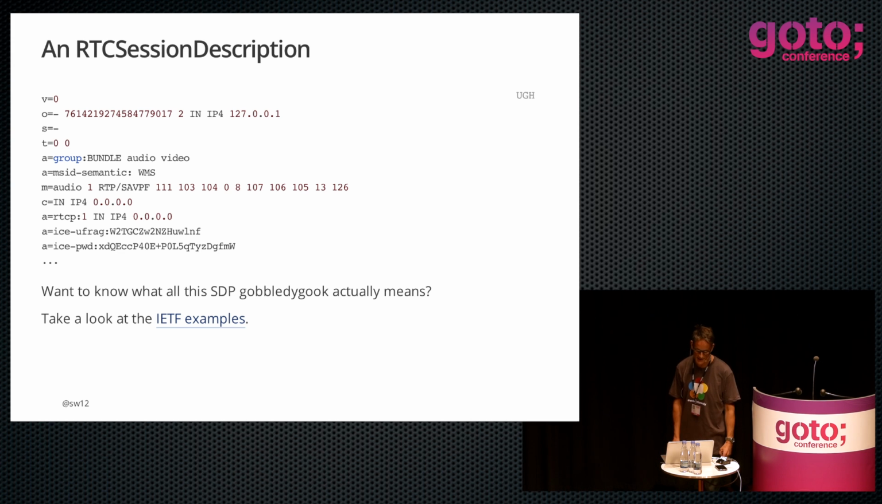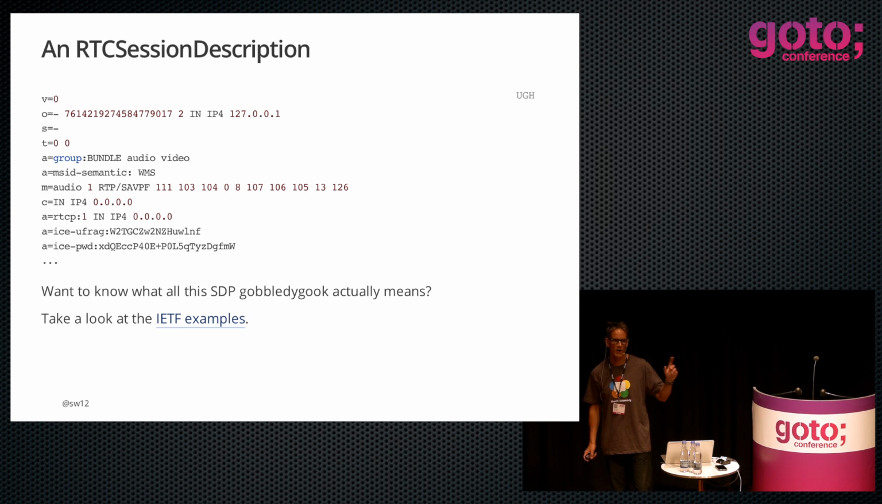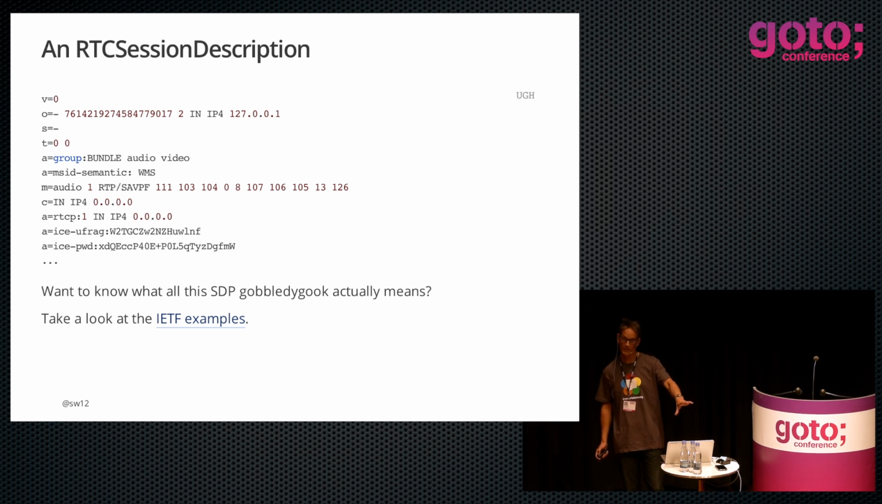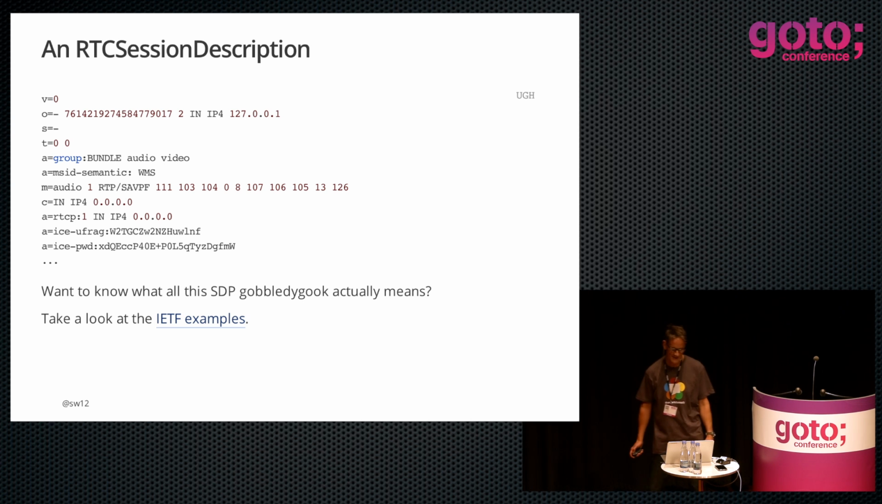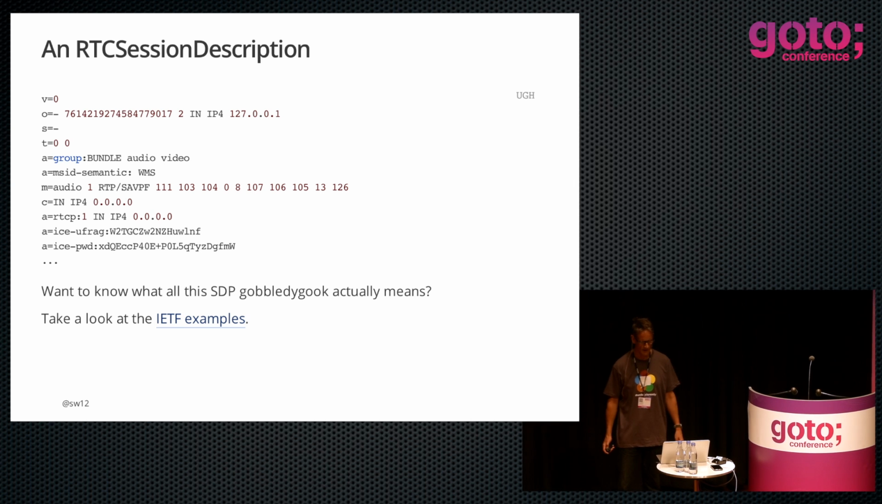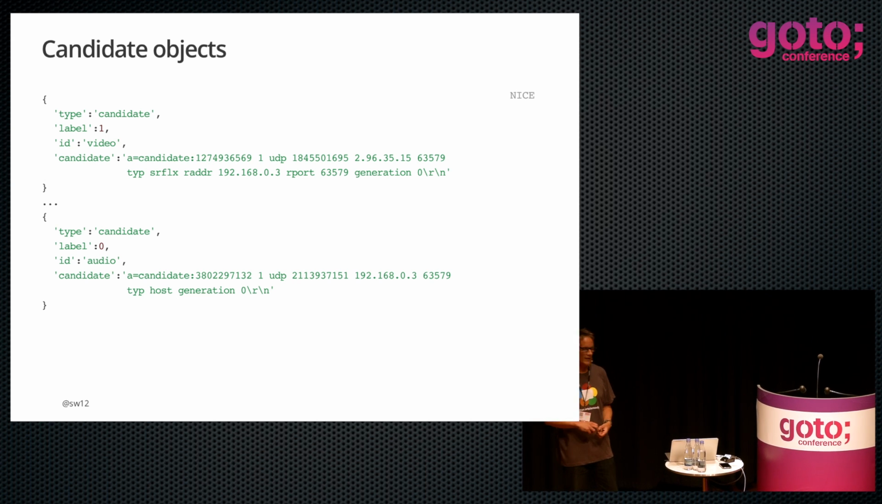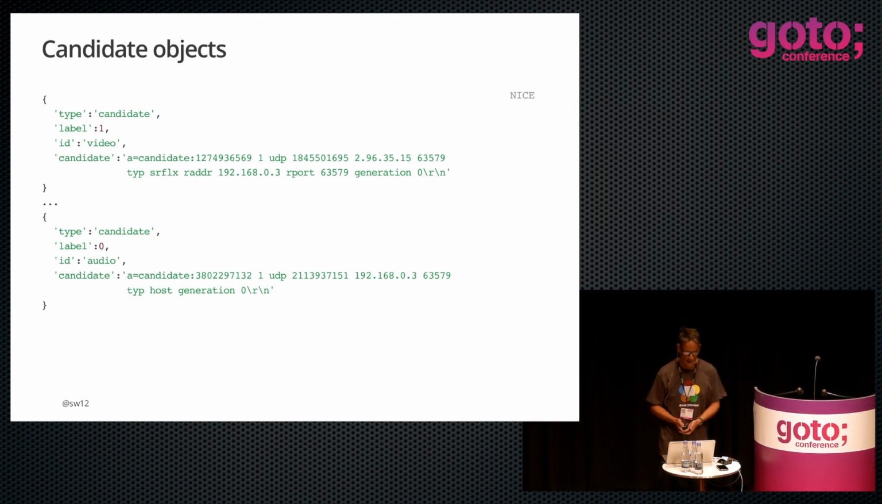This is what an RTC session description looks like. So this is media metadata. This is the offer-answer part of it. This is the kind of stuff that's being sent over. If you want to know what all these things mean, and the actual data is a bit longer than this, check out the IETF examples with detailed explanations. And this is an example of a candidate object.